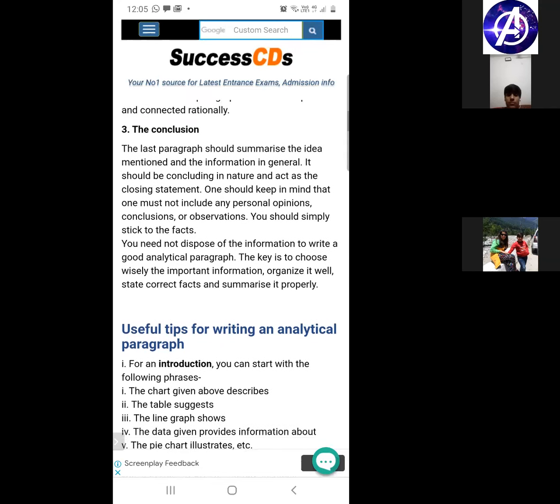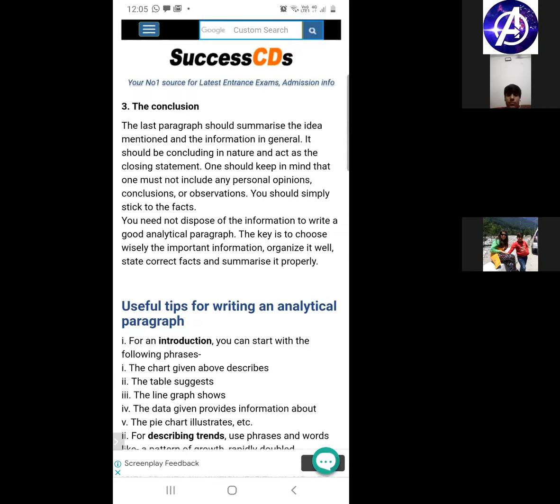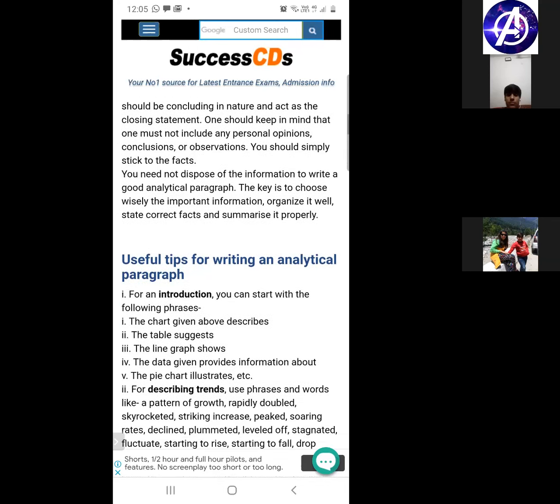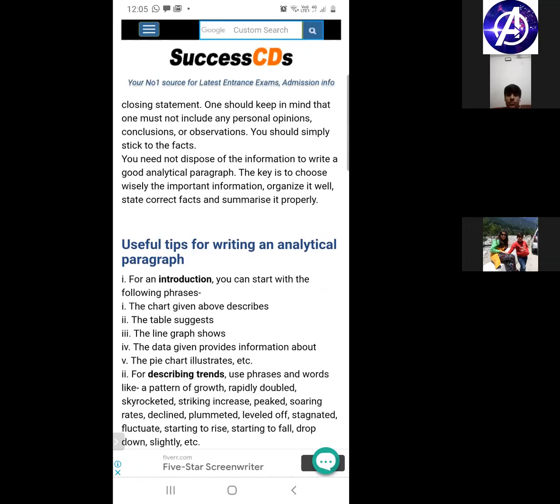Right? So you need to dispose of the information to write a good analytical paragraph. The key is to choose wisely the important information, organize it well, state correct facts, and summarize it properly. The proper organization of the facts by you, good comparing and contrasting, is more important, and that makes the analytical paragraph really effective.